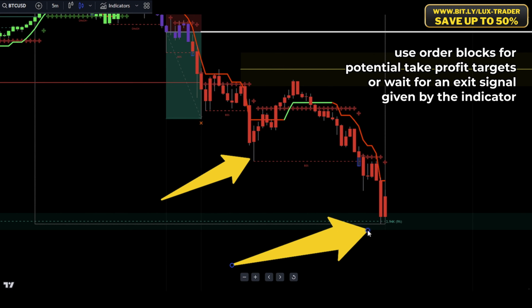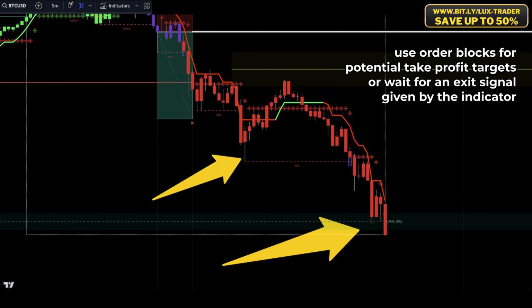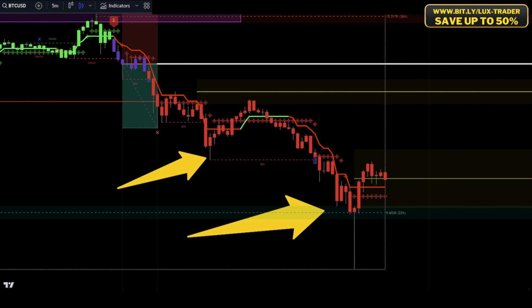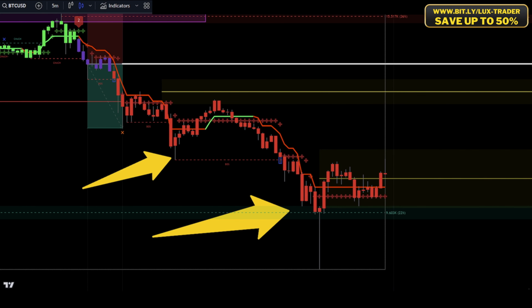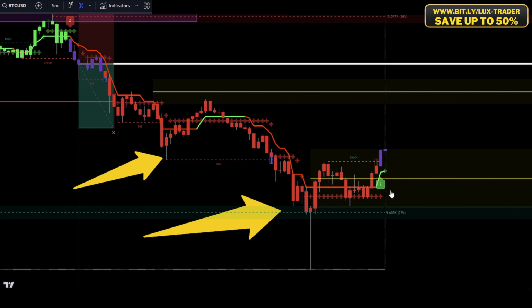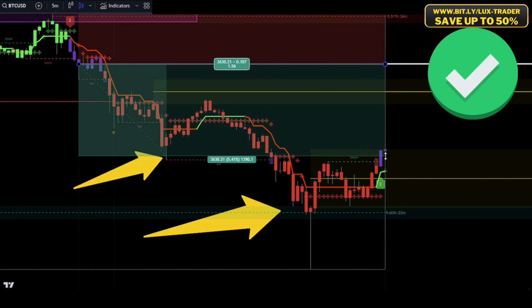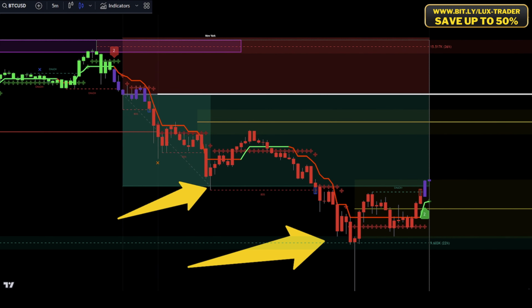Now at this order block, you can close the rest of your position as this was already a big move with a 9%, or you can wait for the indicators to show you when to exit your position. So at this point, you got a buy signal being printed, you can spot a bullish change of character label, and both the trend tracer and the trend catcher switched from red to green, so you want to close your short trade at this point.